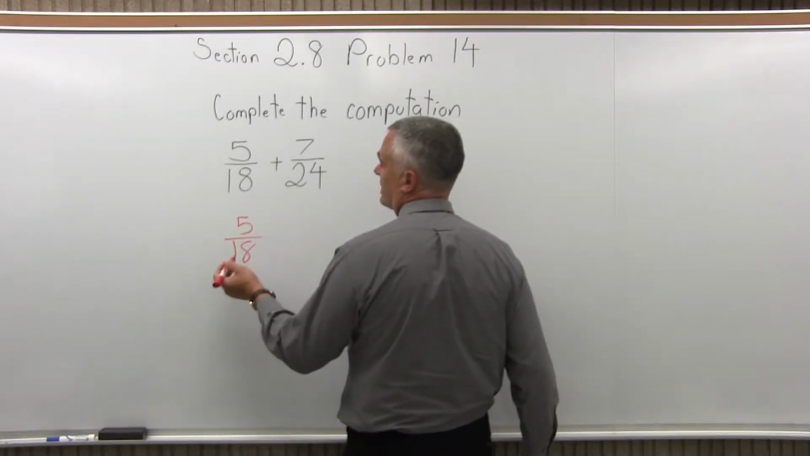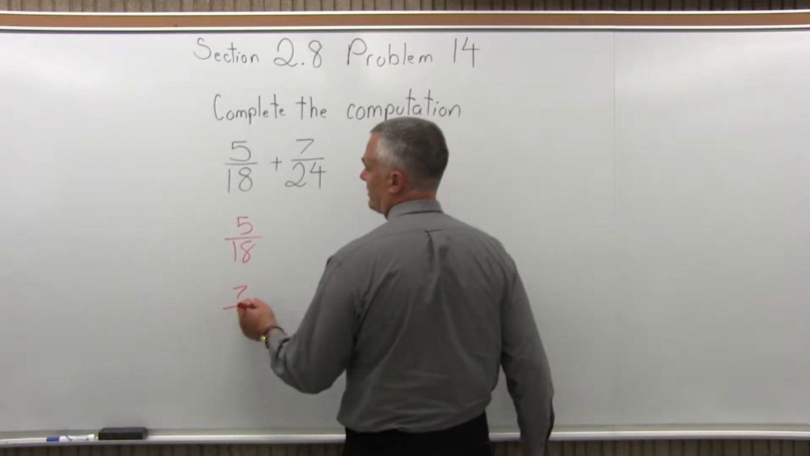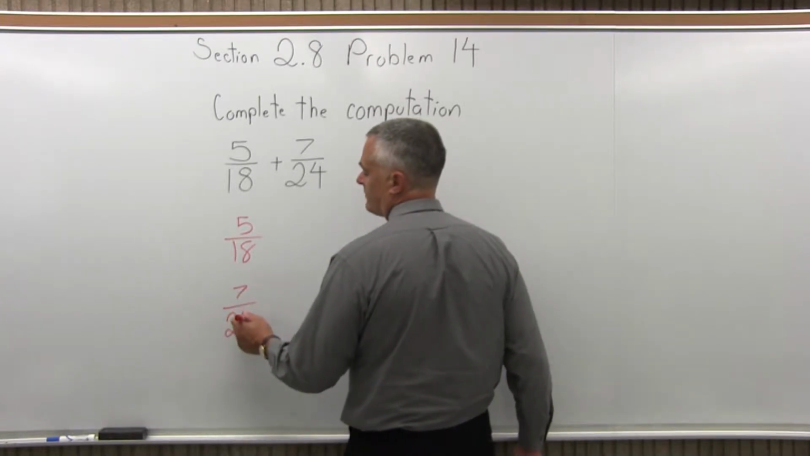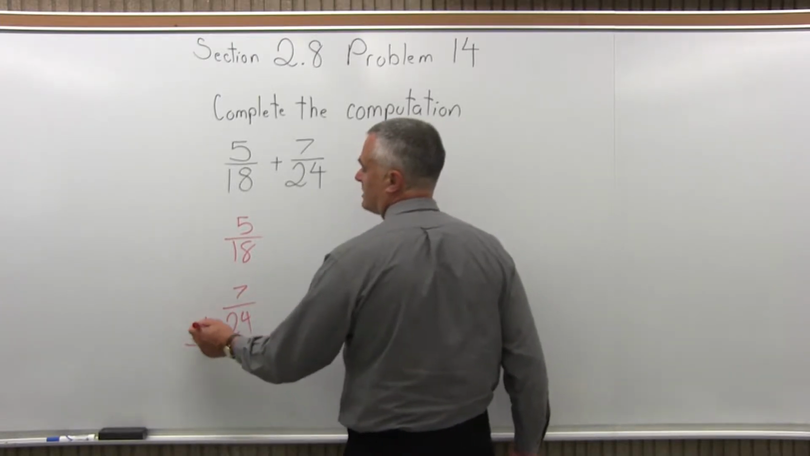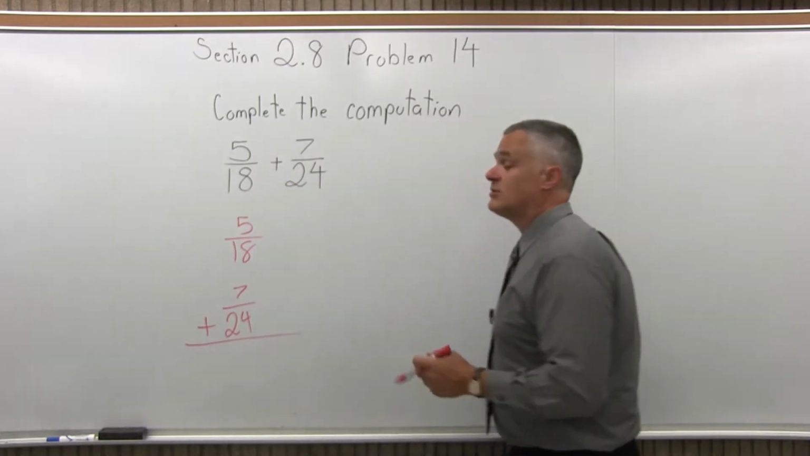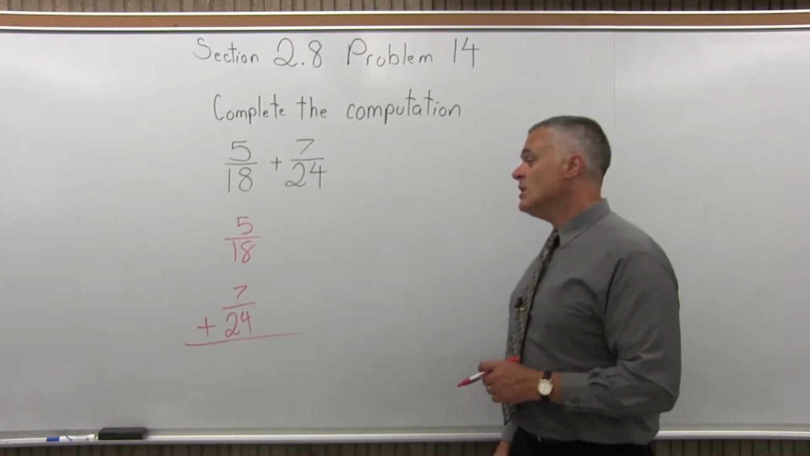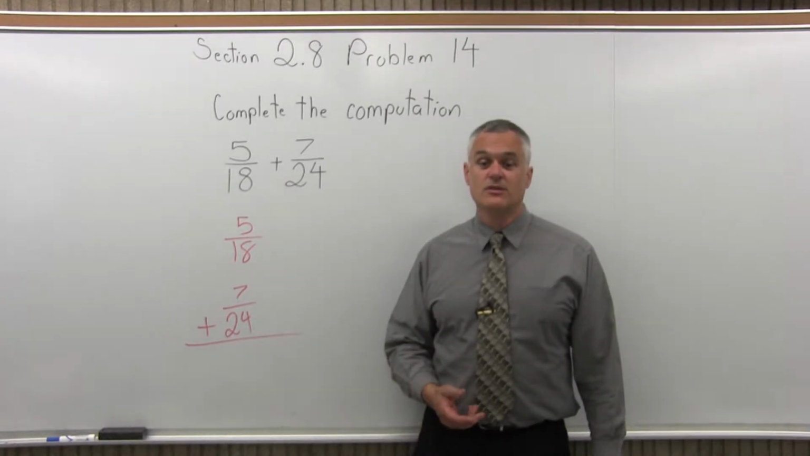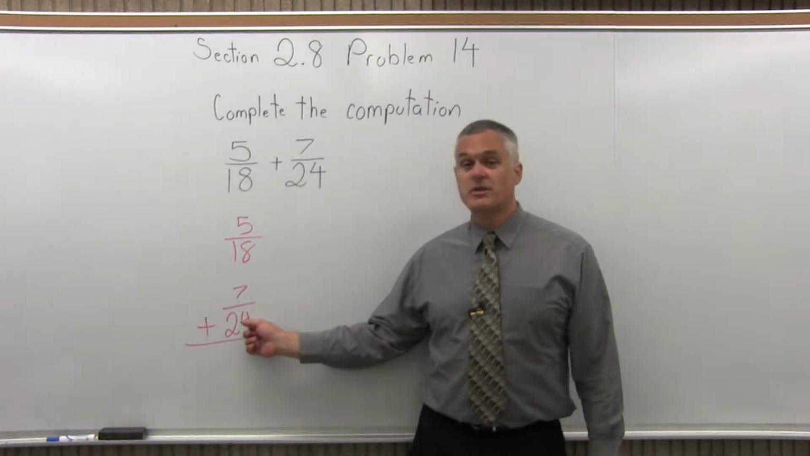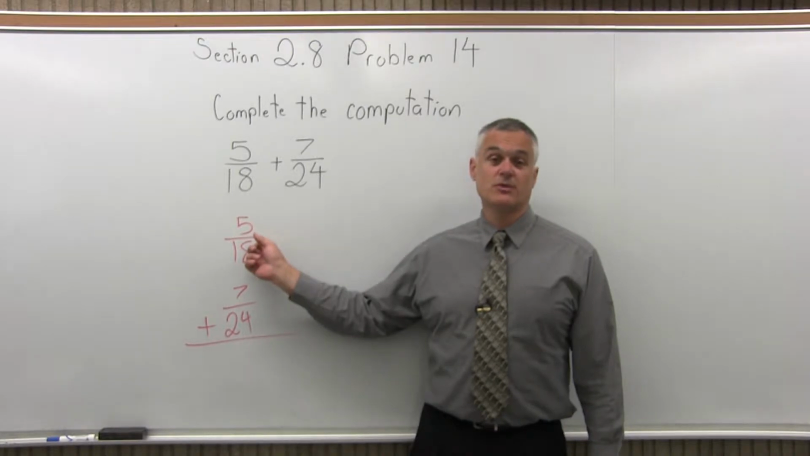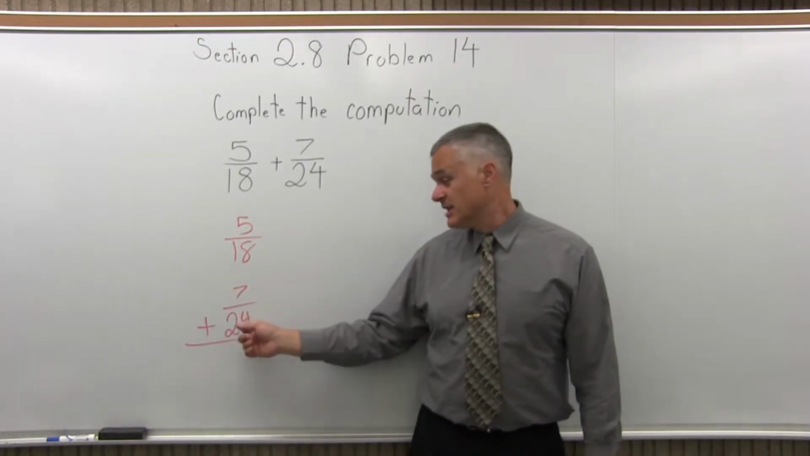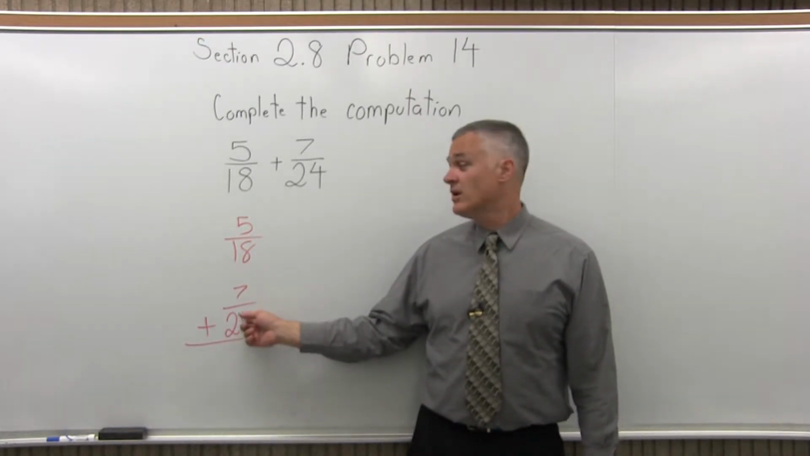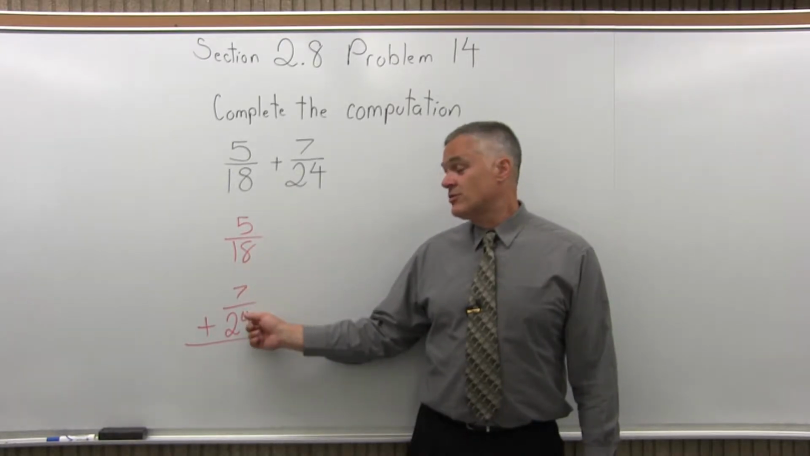So I'll write the first fraction, 5 over 18, and below it I'll write 7 over 24. Put a line, keep it a plus, because it is a plus in the original question, because some of them are subtract, right? Now, when I have different denominators, what I like to do is start with the larger denominator and ask myself, will the smaller denominator divide into it evenly? In this case, the larger denominator is 24. Will 18 go into 24 evenly?